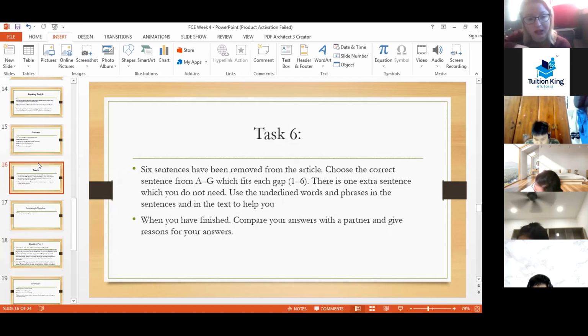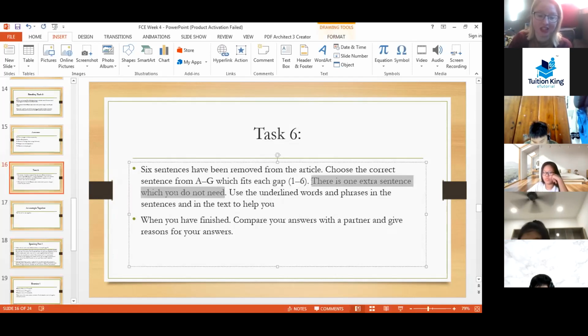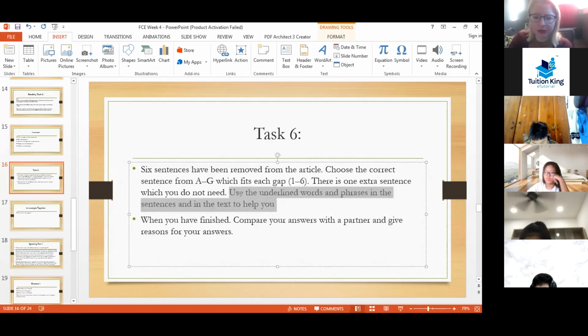So a good strategy in the exam is to read through the text and identify the main idea of each paragraph. Now we move on to task 6, which is actually what you would be doing in the exam. So as you can see, as we've already discussed, 6 sentences have been removed from the article, and you have a choice from A to G of which sentence you think fits within those gaps. So just to point out as well that there is an extra sentence within the choice from A to G that you don't need. So you can use the underlined words and phrases that I just mentioned to help you.